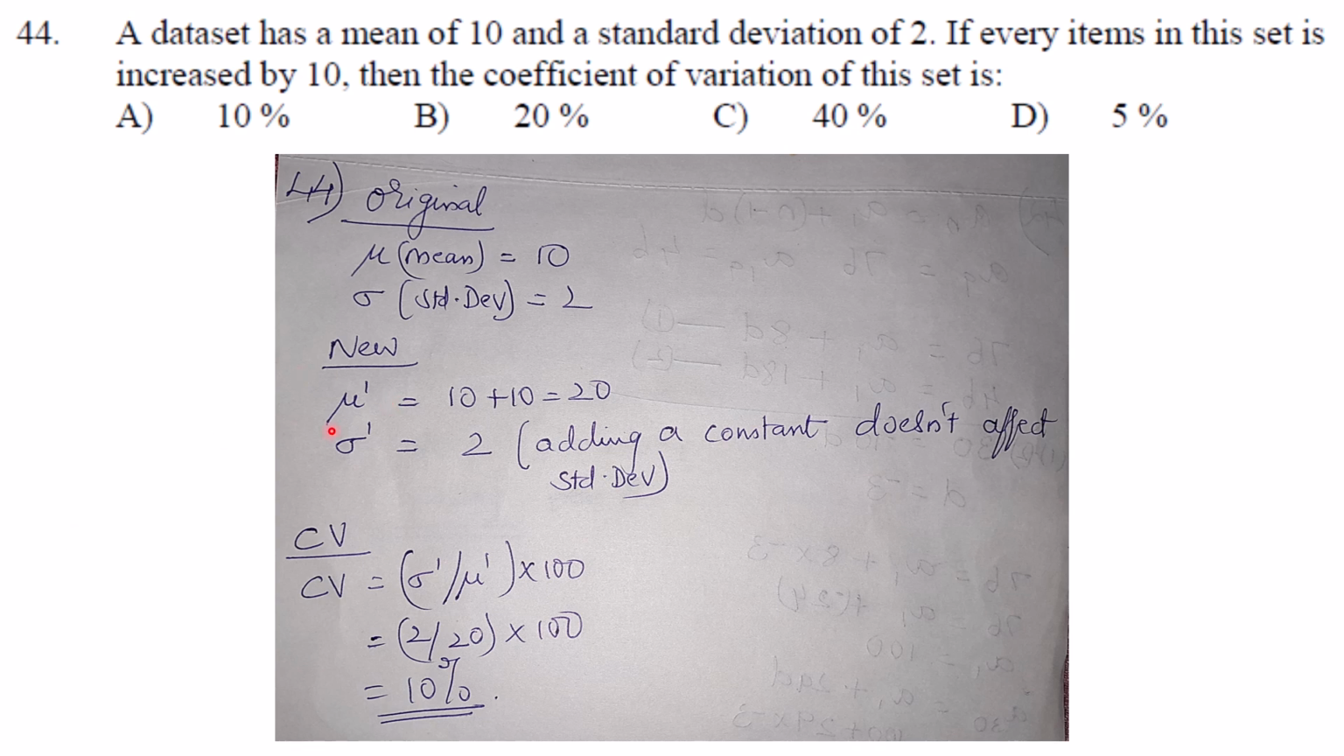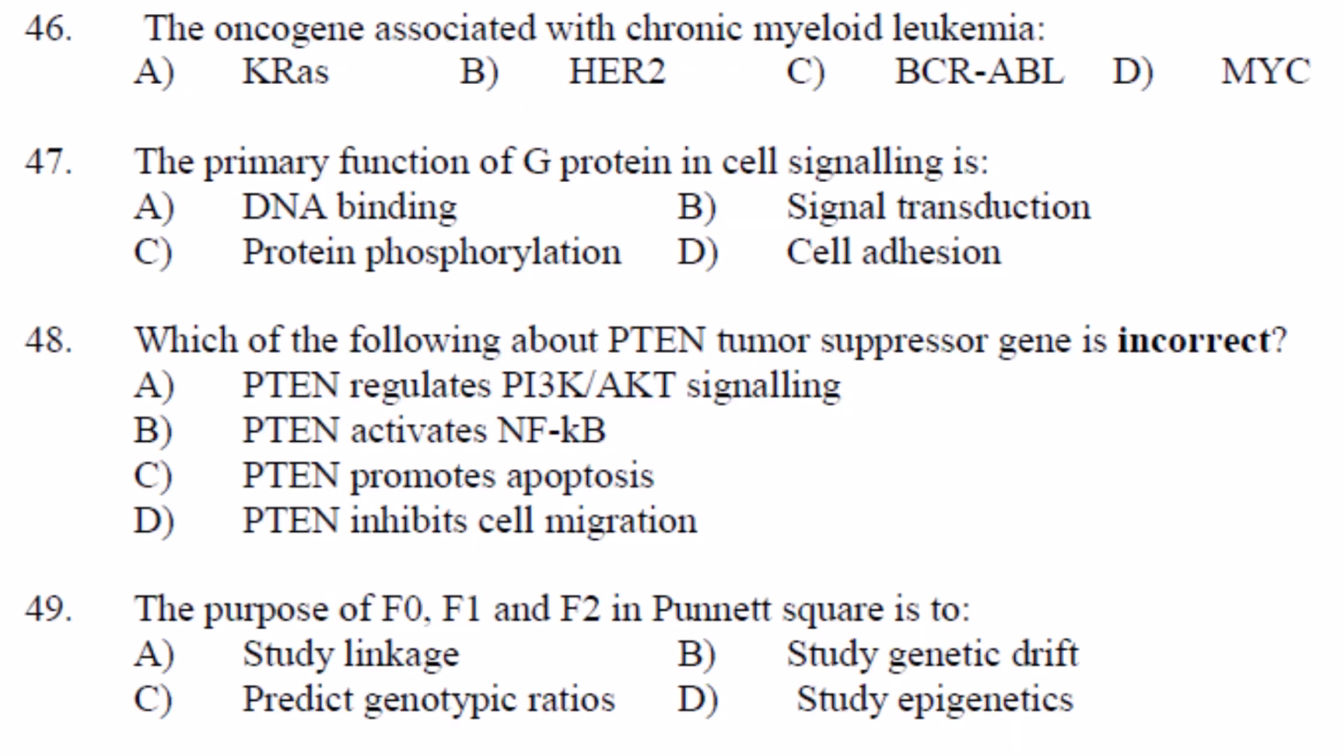The new mean, that is mu dash, will be 10 plus 10, that is 20, and standard deviation will remain the same. So coefficient of variation is sigma by mu, where sigma is the standard deviation and mu is your mean. So substitute, you will get 10% as the answer. So answer is A, 10%.